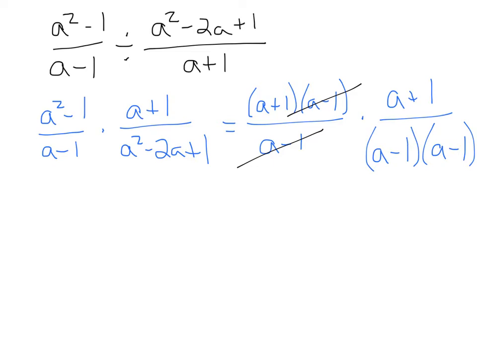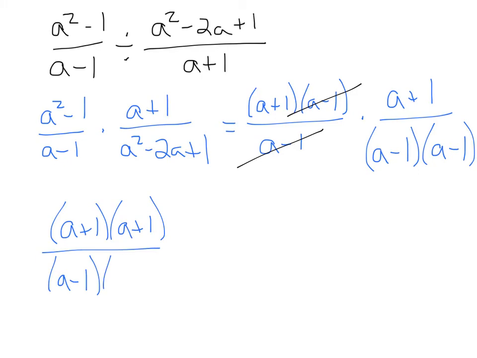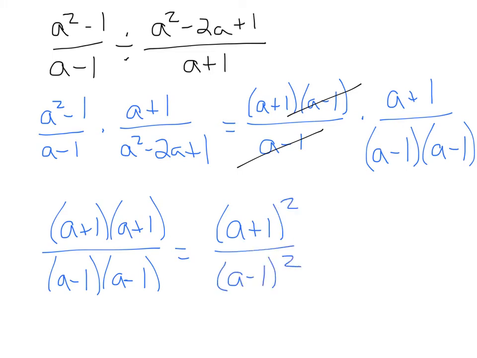So we're going to rewrite this, just multiply straight across. We got a plus 1 times a plus 1 over a minus 1 times a minus 1. And that's a fine answer. You know, you can leave it like that. Or you can say, well, I have like bases that I'm multiplying together, so I can add the exponents. And so maybe a more simplified answer would be a plus 1 squared over a minus 1 squared. But either of these answers are simplified just fine.